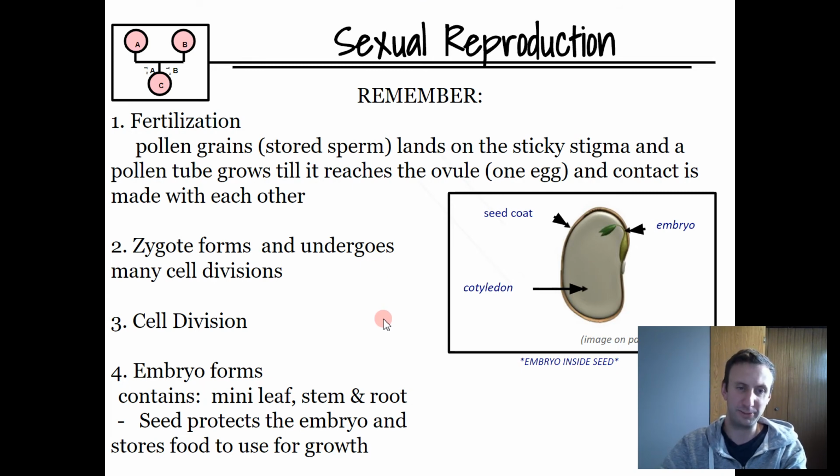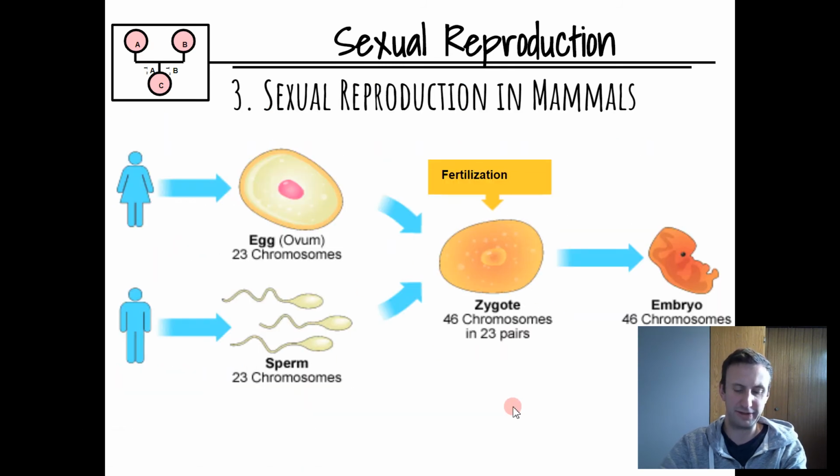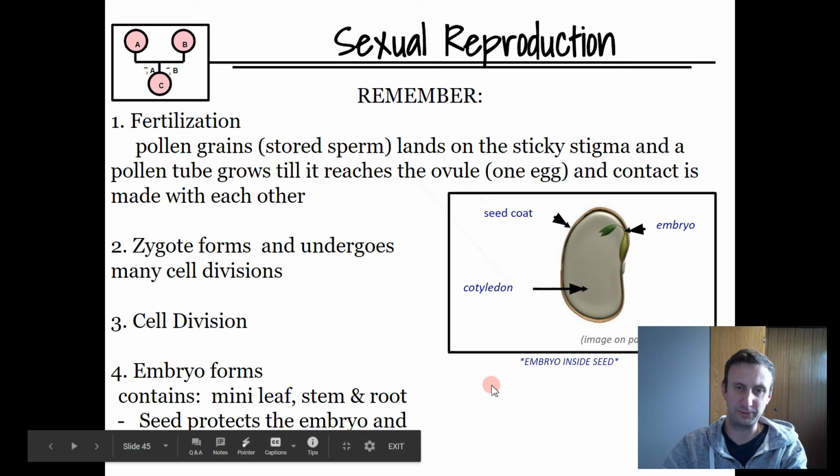Zygote forms and undergoes many cell divisions. And then I have an embryo. And then when I have it inside of this seed, I've got kind of a mini leaf, stem, and roots. And the seed protects the embryo and stores food to use for growth.